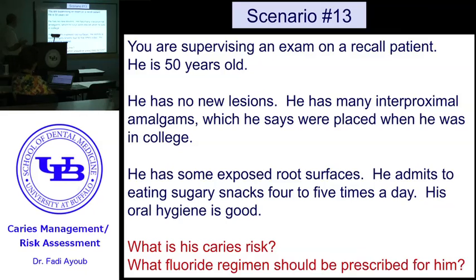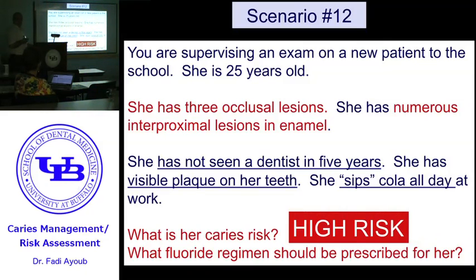Okay. So basically, he's a recall patient. That means we've been seeing this patient. 50 years old, had old amalgam for 25 years, no new lesion, exposed root surfaces, sugary snacks. What do you think, guys, the caries risk here? There's two risk factors. Go ahead. Moderate. Moderate? Okay. What do you guys think? You think it's moderate? Okay. I would say college causes decay.